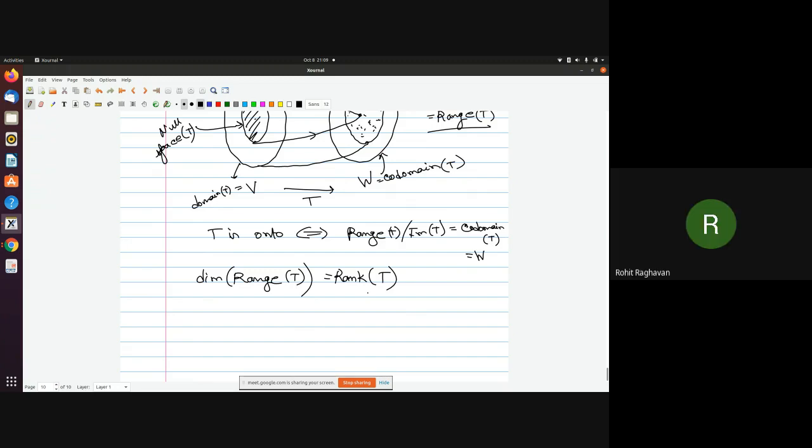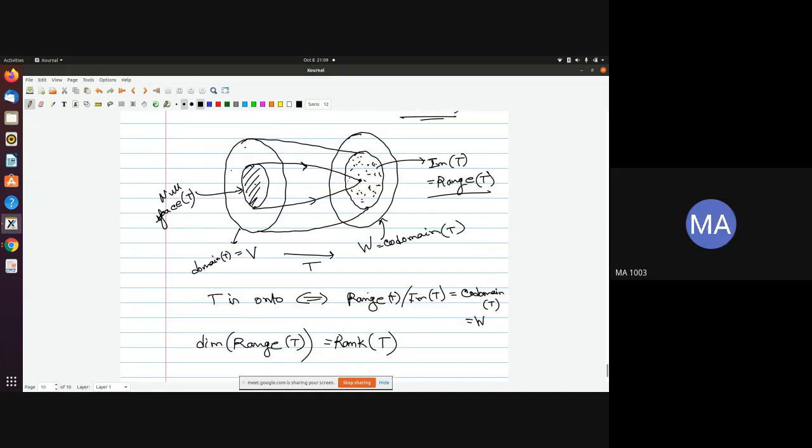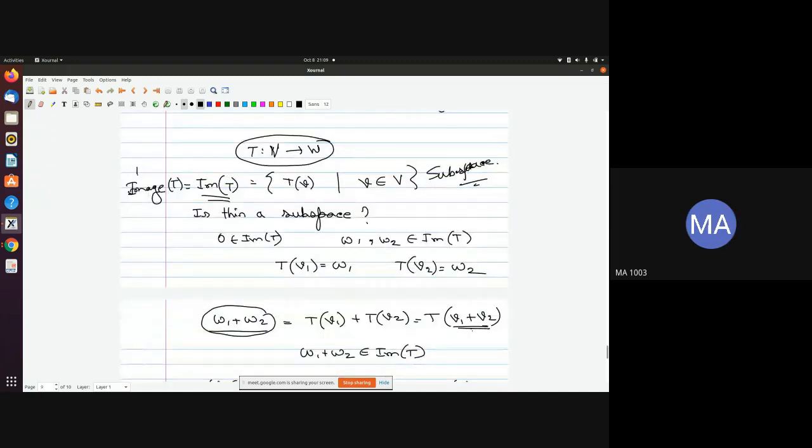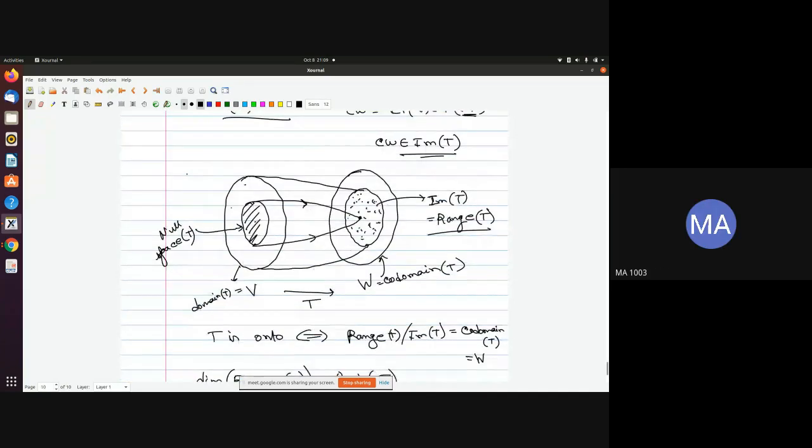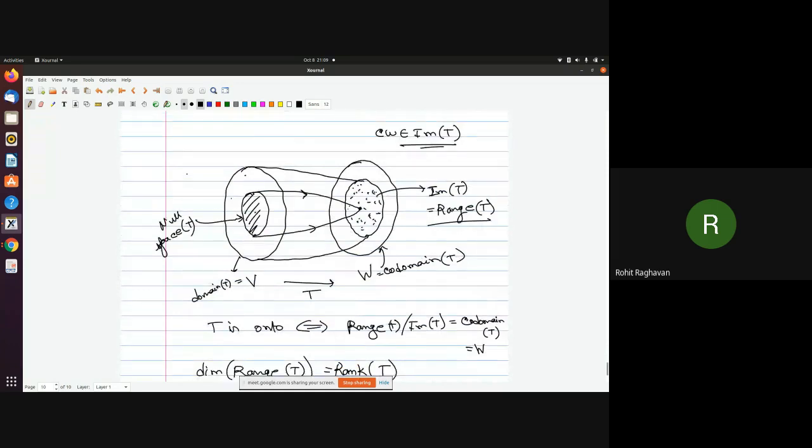Sir, is this range some opposite of kernel or something like that? Range is the image space, the set of all images. This is the range space. It is the set of all outputs. That is your range. So range is basically the set of all your images, the set of all outputs. That is a subspace of W, and that subspace is called the range.